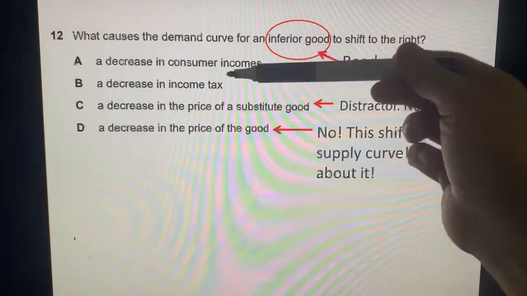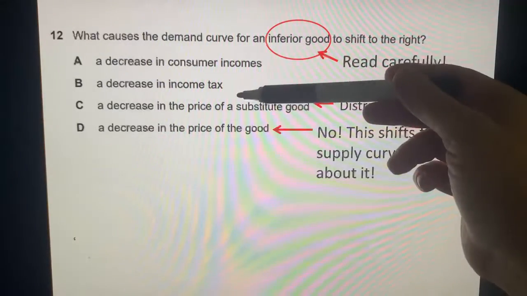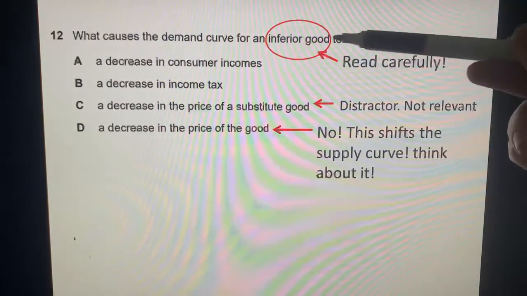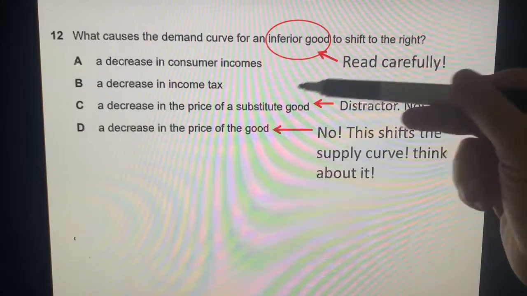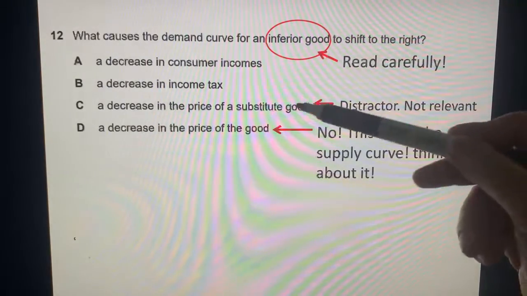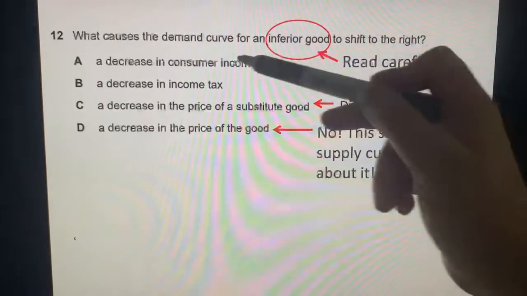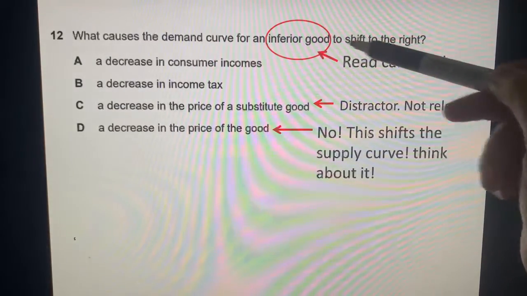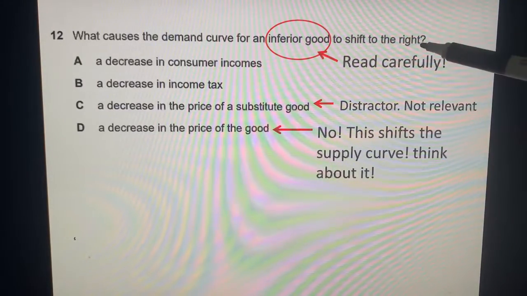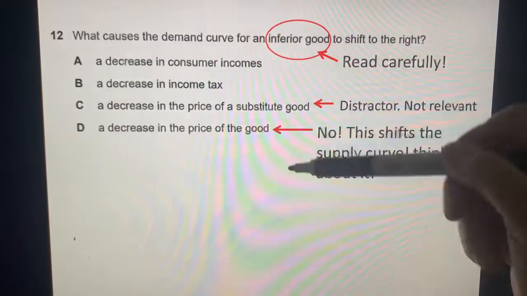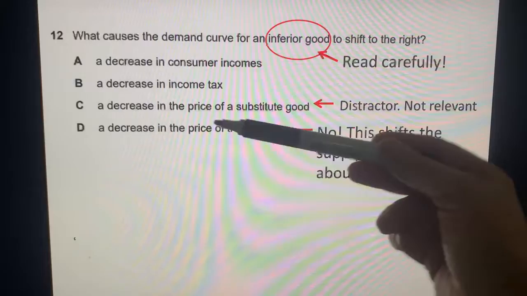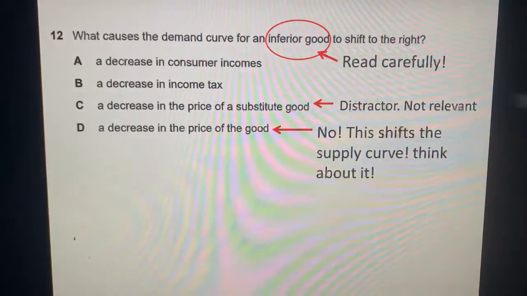Just to be sure, a decrease in income tax would increase people's disposable incomes, and they would probably increase consumption of normal goods, but this is inferior. So that would not cause demand for inferior goods to shift to the right. Demand would shift to the left. So cannot be B. And look at this distractor, a decrease in the price of a substitute good.